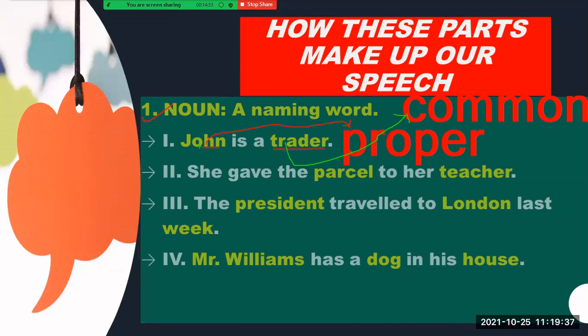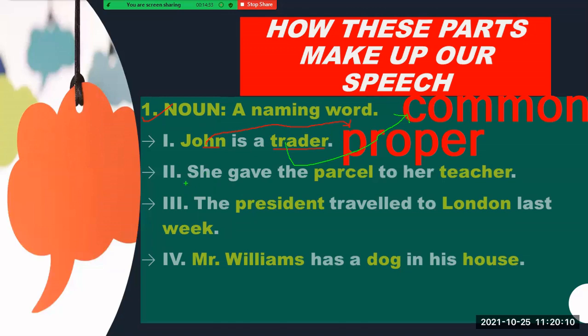John is a naming word and trader is a naming word. But whereas John names a particular person, a specific name, trader is a general name. A trader can be a man or a woman. A trader can be anyone. So it's a common name, a name common to all persons, but John is the name of a particular person. That's the difference between a proper noun and a common noun.